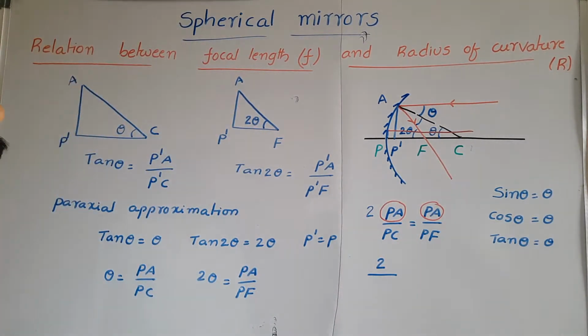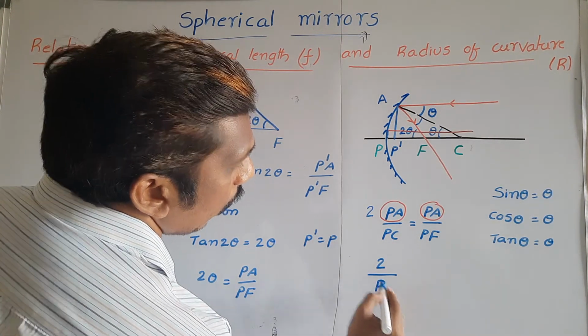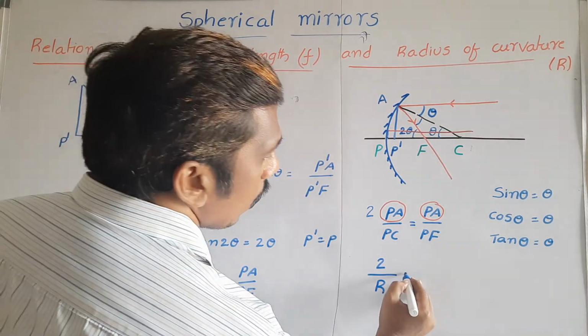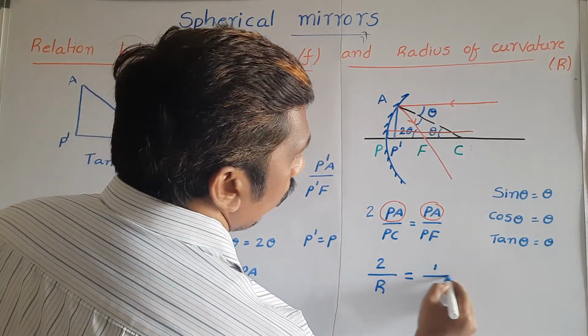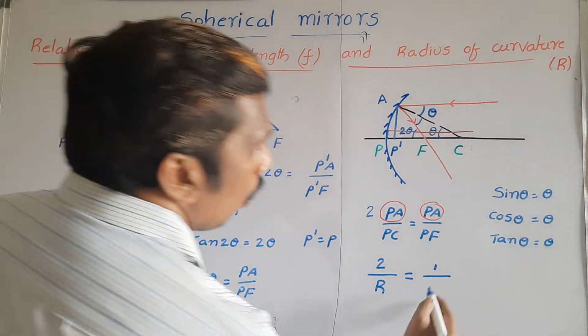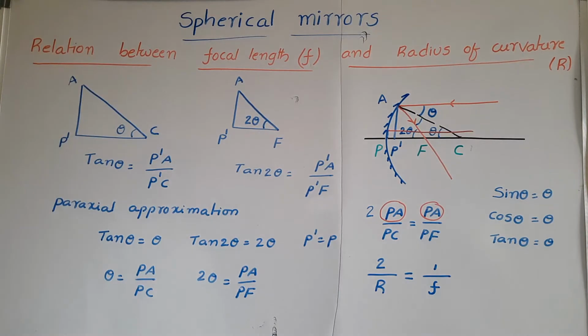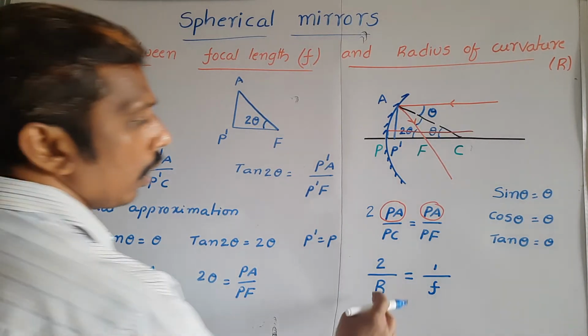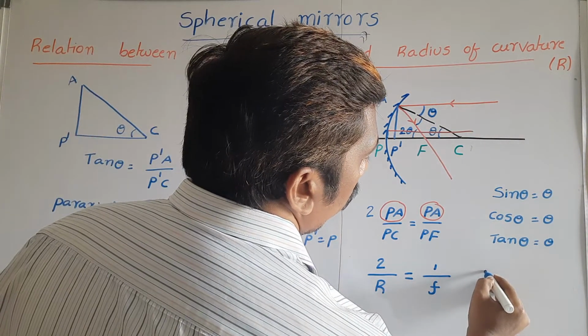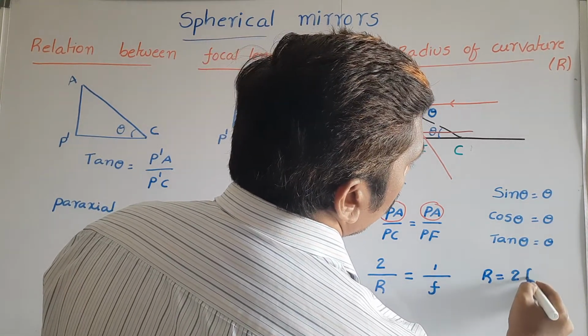Pole to center of curvature is called the radius of curvature, denoted by the letter R, which is equal to 1 by PF, pole to F. PF is called focal length. Pole to focus is called focal length, denoted by the letter f. This is the relation between focal length and radius of curvature. If we cross multiply, then we get R equal to 2 times the focal length.